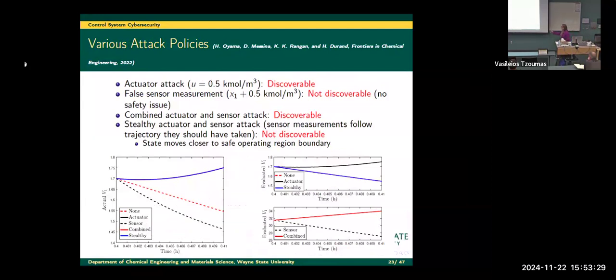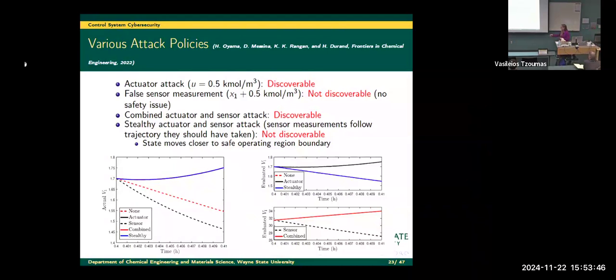So here we can look at this first example. Let's say we have an actuator attack only. And in that case, we just have this actuator output. Let's say it's just fixed to some value. Could we detect this attack based on our detection strategy that checks whether the Lyapunov function is decreasing?